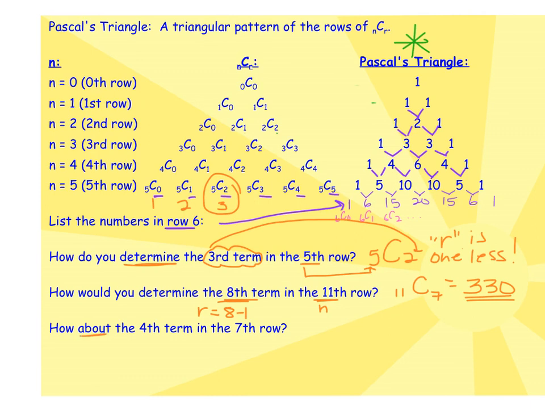How about the 4th term in the 7th row? So 4th term, 7th row. That means n equals 7. And if we want the 4th term, R is 1 less than that. 4 minus 1, which is 3. We would do 7C3, and that would give you the coefficient in front of that 4th term, and that would be 35.